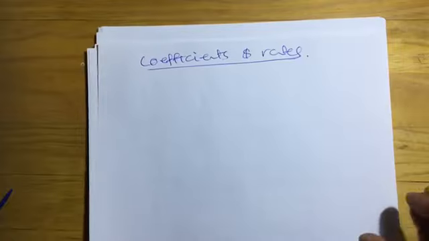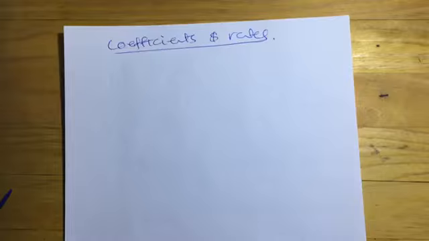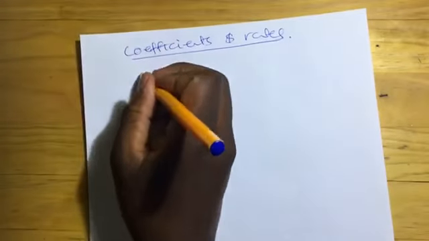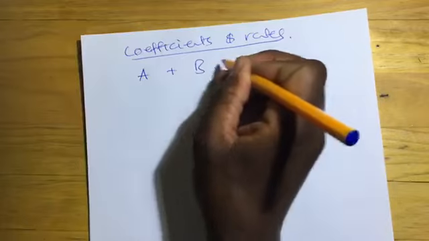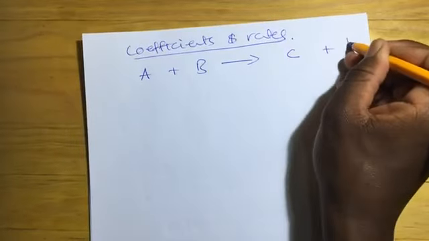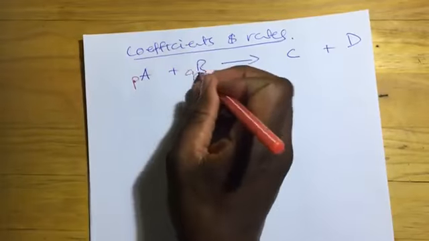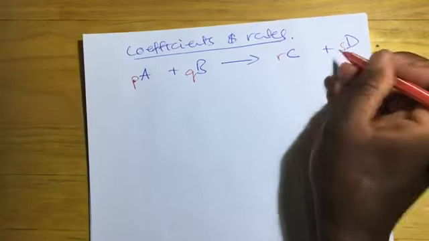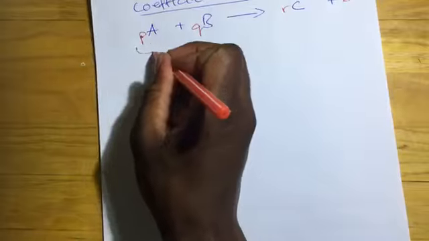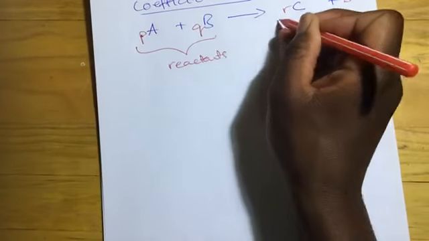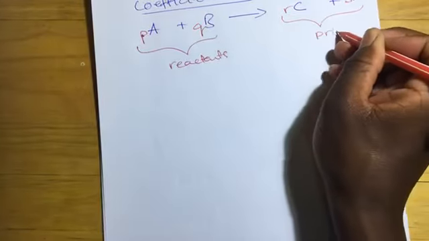Okay, there's a lot that I need to introduce you to. And I know most of you have tried studying this topic, so some of these things are not entirely new. So coefficients and rates. We said we have A reacting with B to give us C and D. And then the coefficient of A is going to be P, so Q, R, S. Now, these are reactants. These are products.